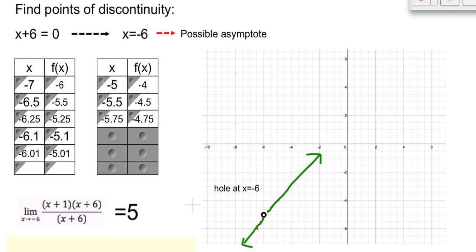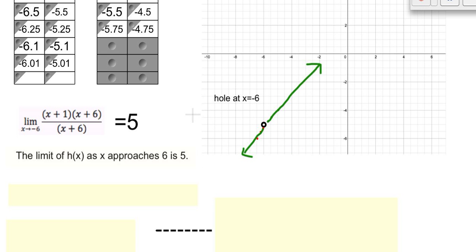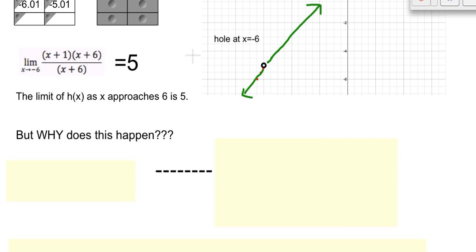And in fact, this whole idea is getting into a little bit of what you will learn in calculus with limits. So as x approaches -6 for our function, we're going to get closer and closer to 5. So the limit of our function as x goes to -6 is 5. I'm not going to test you on that right now, but I'm just giving you a heads up. So the limit of h of x as x approaches -6 is 5, but why does this happen? Why don't we have an asymptote?